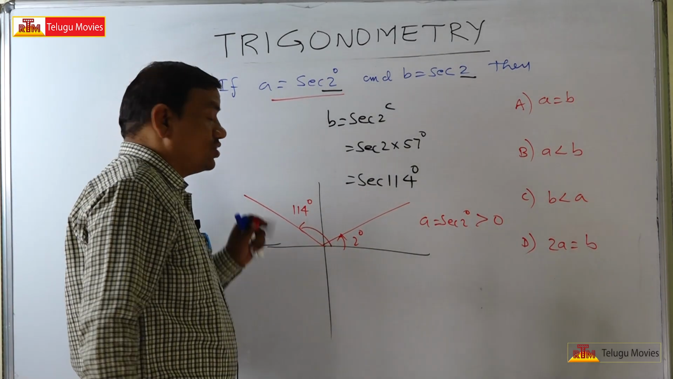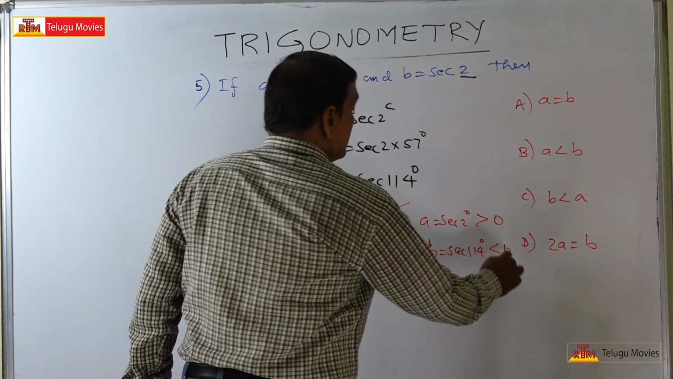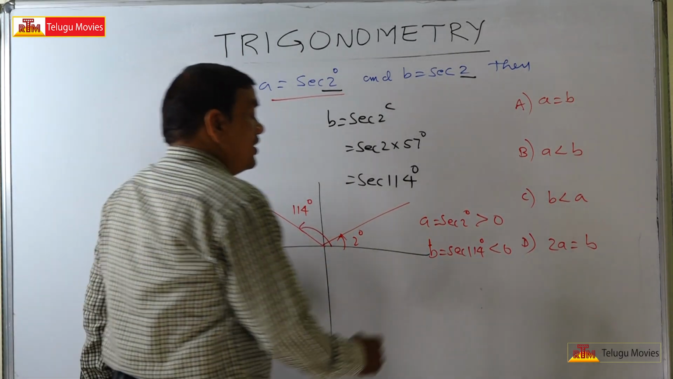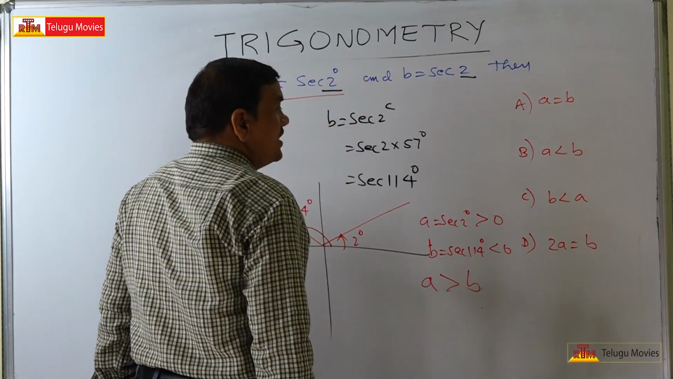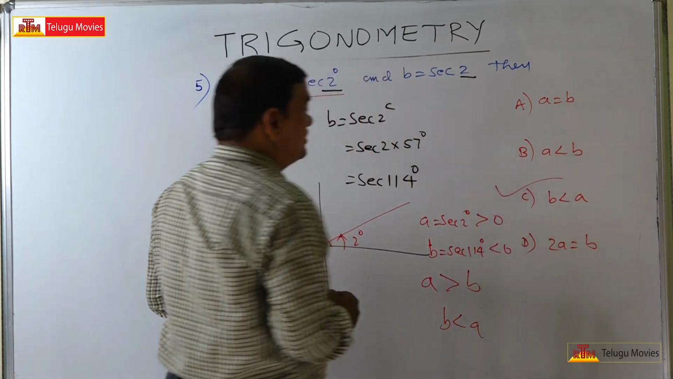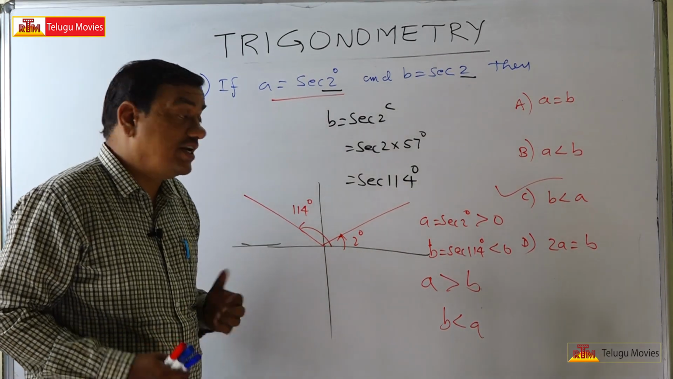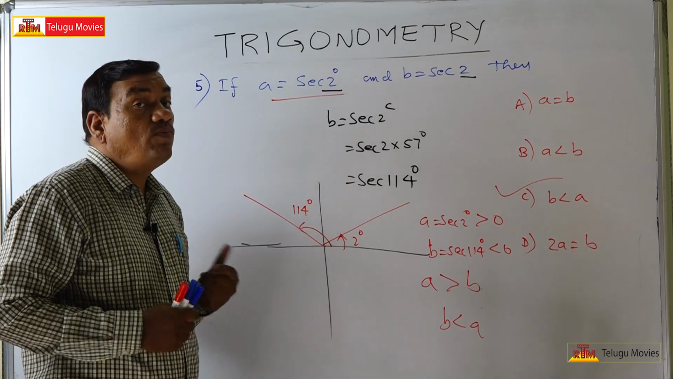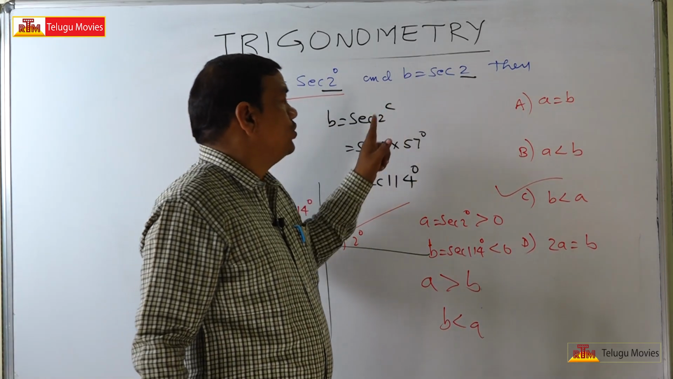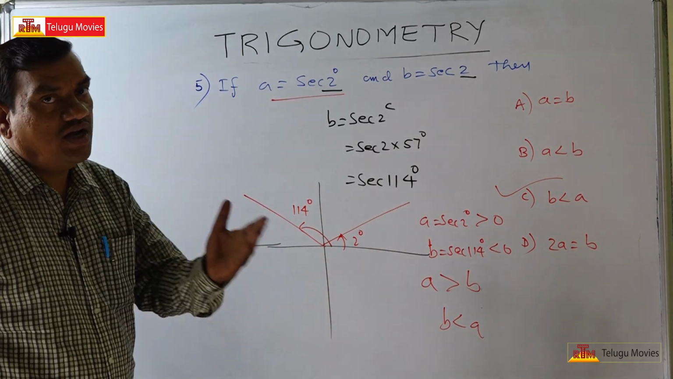Secant 114 degrees belongs to the second quadrant. That means B is equal to secant 114 degrees, which is less than 0. So A is a positive value and B is a negative value. Therefore, positive is always greater than negative. A is greater than B, otherwise B is less than A. Option C is the right answer. The secant 114 degrees value will be negative, whereas the secant 2 degrees value will be positive. One belongs to the first quadrant, the other to the second quadrant. The only thing here is that you have to convert the 2 into degrees. I hope you understand this solution. Let us go for the next problem.